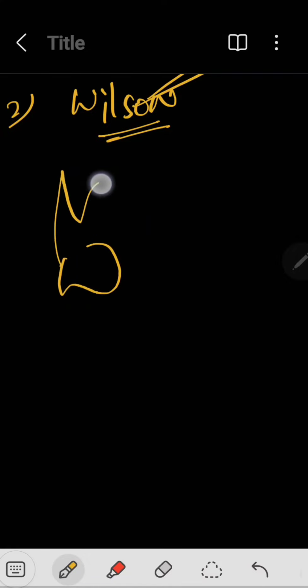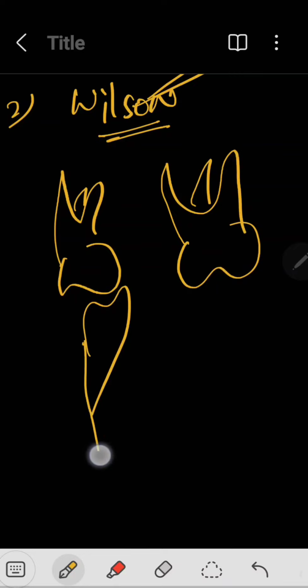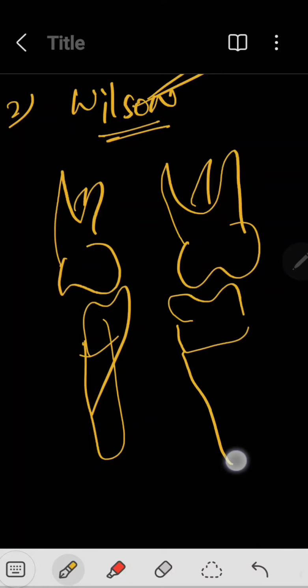Number 2, another curve is the curve of Wilson. Now what exactly is the curve of Wilson? If we draw the diagram, these are your maxillary teeth, and here come your mandibular teeth. Ignore the diagram, try to understand the concept I'm trying to convey to you.